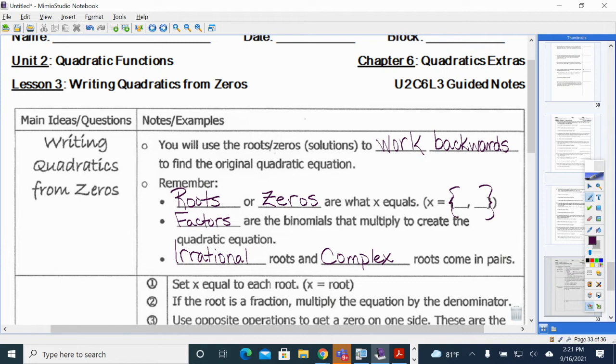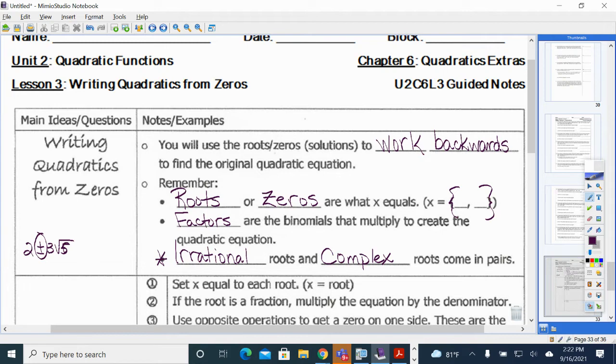Factors are the binomials that multiply to create the quadratic equation. And the one that's really important here is that irrational roots and complex roots come in pairs. If you think about that, anytime you use the quadratic formula and you have an irrational answer, it might have been something like 2 plus or minus 3 radical 5. That might have been an answer. But you had both a positive and a negative, so they come in pairs.